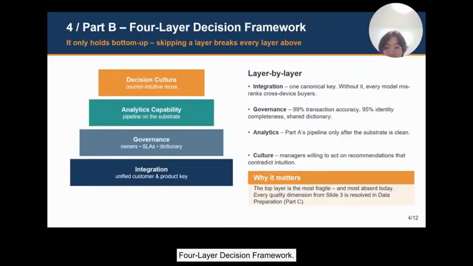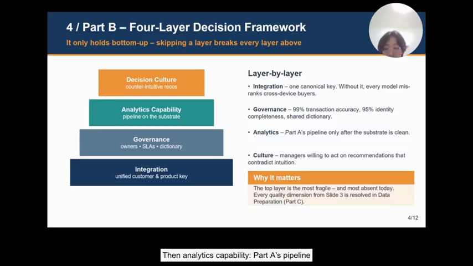For the layered decision framework, these dimensions ripple through the four-layer decision chain. At the base is integration, a unified customer and product hierarchy. Without it, every model misranks through cross-device bias. Above that, governance, with SLA targets of 99% accuracy and 95% identity completeness, and a shared dictionary.